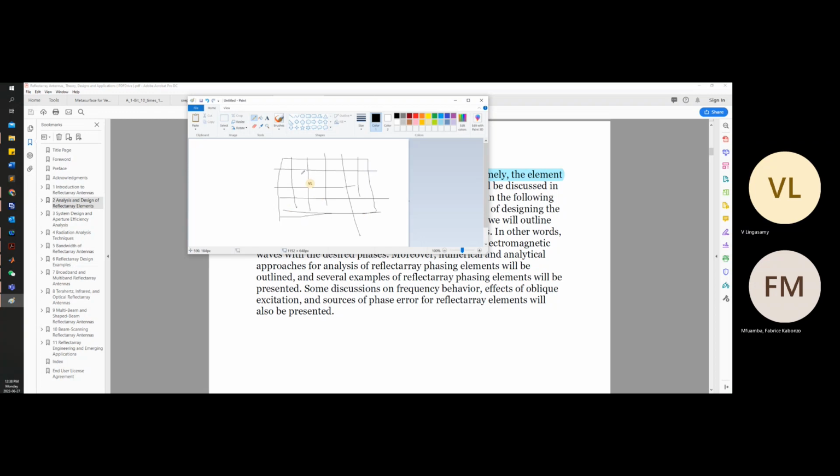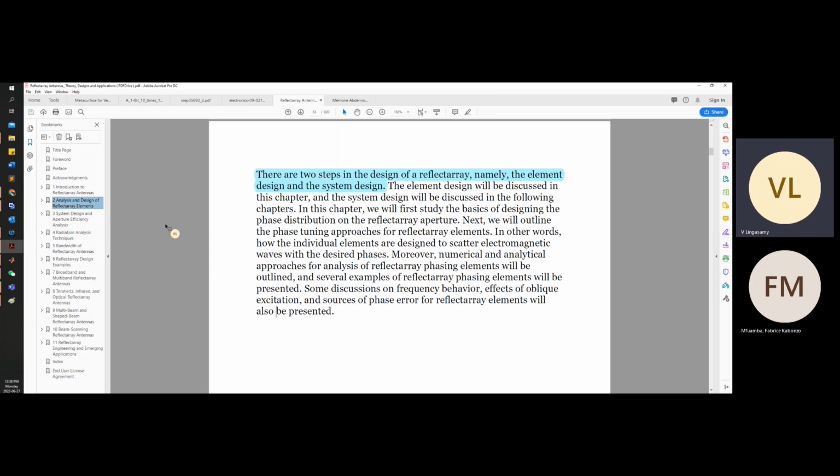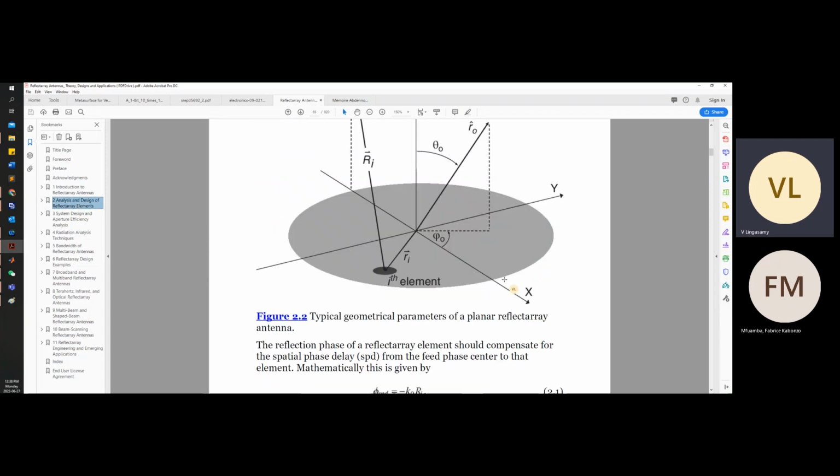Location versus phase. Okay, next step is I am going to analyze the reflector unit cell. Here is what I am going to get.